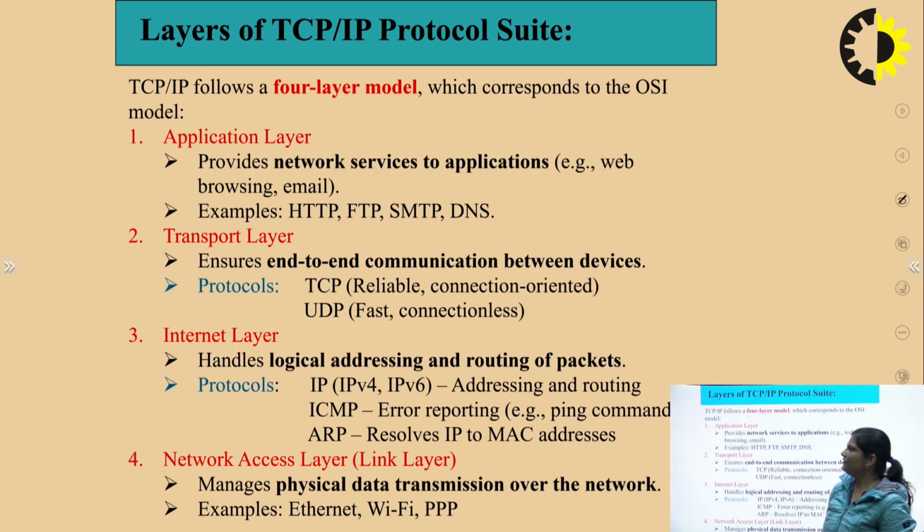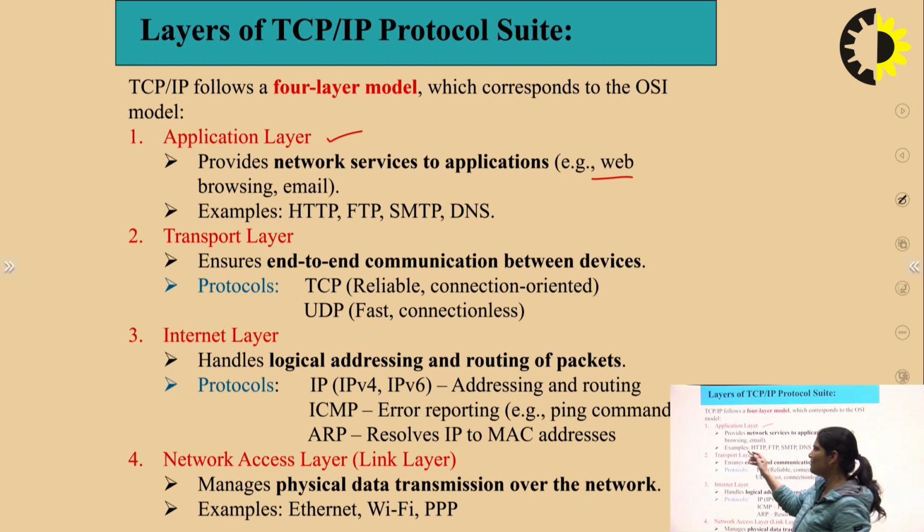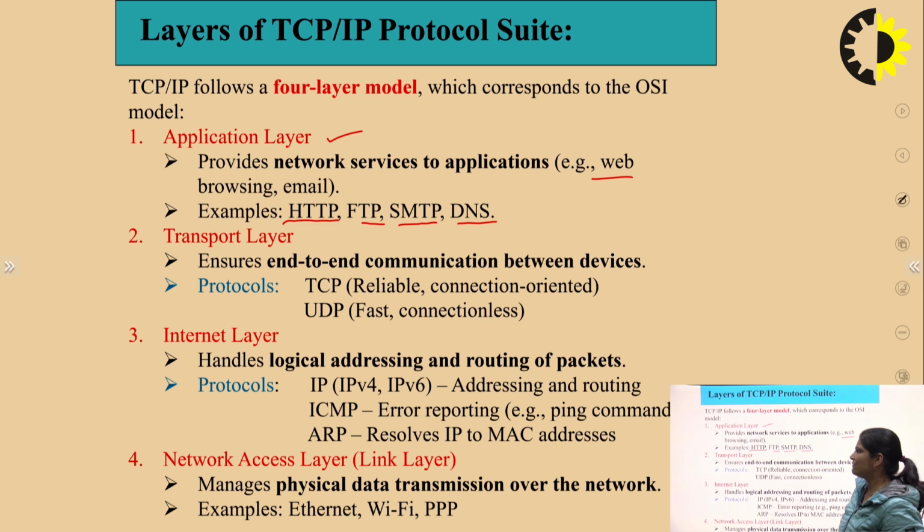Now, these 4 layers of TCP/IP protocol are the application layer, transport layer, internet layer, network access layer. We will discuss each layer with some explanation. Application layer provides network services to applications, for example web browsing, email. Examples are HTTP, File Transfer Protocol, Simple Mail Transfer Protocol, Domain Name System. These are the examples of application layer.